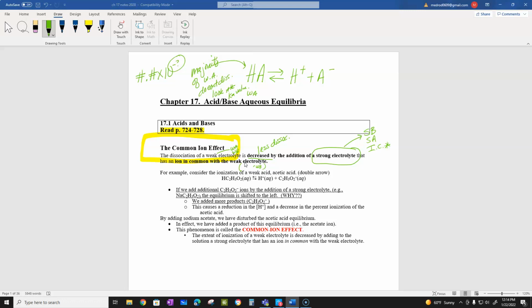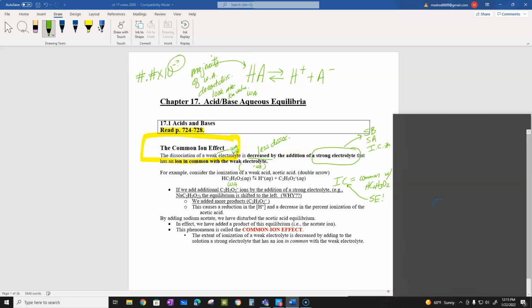Now, let's take an example. Let's consider acetic acid, a very weak acid, with a double arrow. Let's say we add an ionic compound that has a common ion with acetic acid. But it has to be a strong electrolyte.